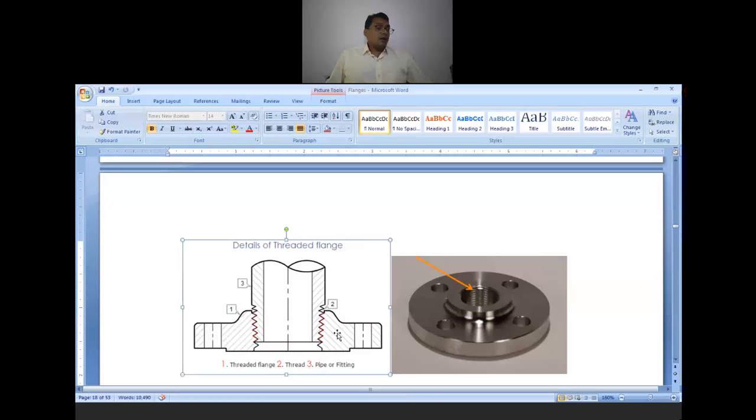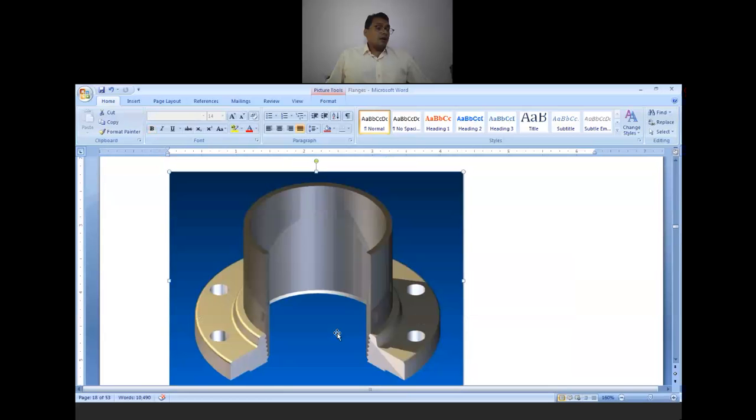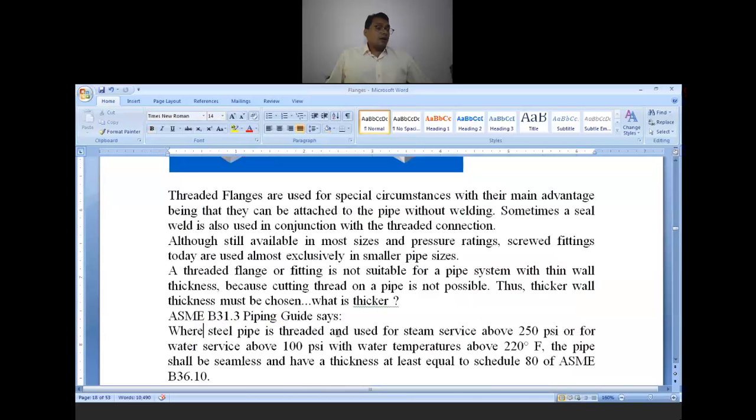So these are the screwed flanges or threaded flanges, where thermal cycles are not accepted. Thermal cycles are going to create the temperature difference, and the possibility of leakage arises due to these thermal cycles. Here you can see the photograph of the threaded flange.